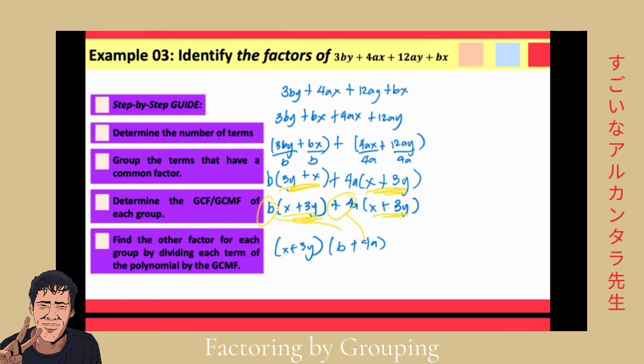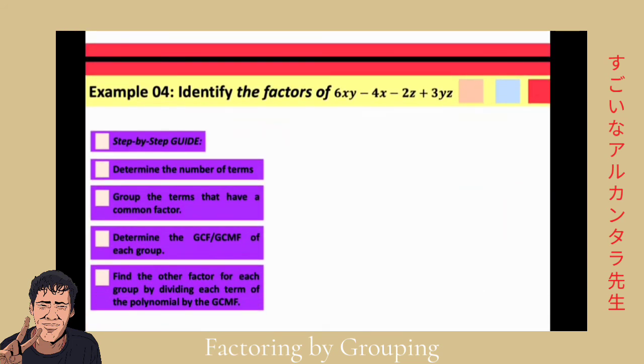And for our last example, we have 6xy minus 4x minus 2z plus 3yz. In this case, you don't have to move anything since terms with a common factor are already next to each other. So let's have 6xy minus 4x minus 2z plus 3yz. First group, 6xy minus 4x, plus negative 2z plus 3yz.